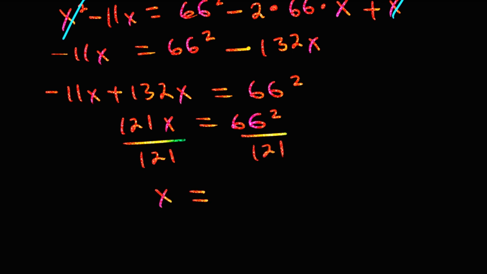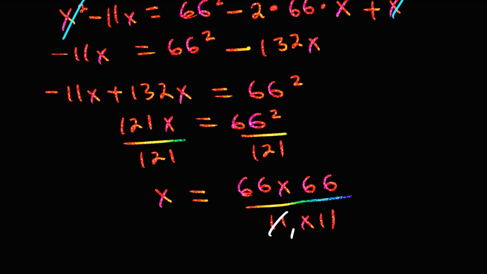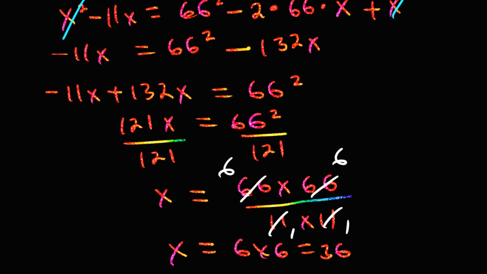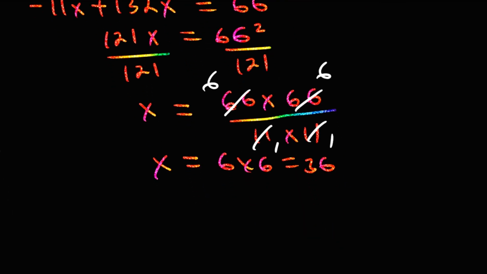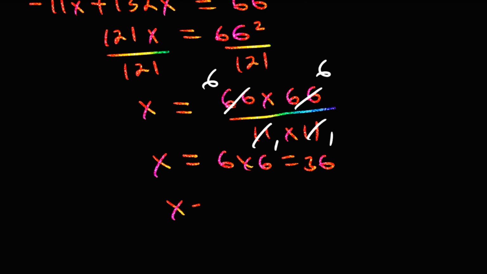So x can be given by, we can write 66 squared as 66 times 66 over 121, which can be written as 11 times 11. So 11 here once, 11 here 6 times, 11 here once, 11 here 6 times. So it means therefore that x is equal to 6 times 6, which is just 36. So that is the solution for our x, that is 36.